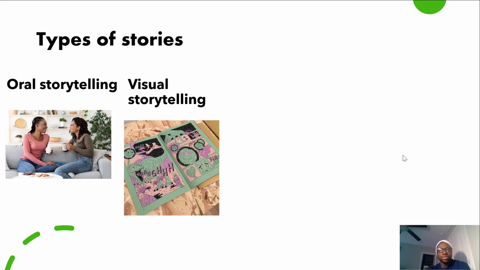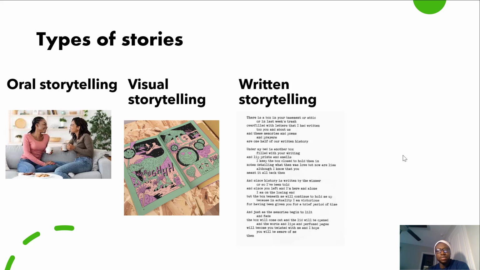And then we have visual storytelling. These are the stories that are told through visual elements such as painting, carvings, and others. And then we have written storytelling.